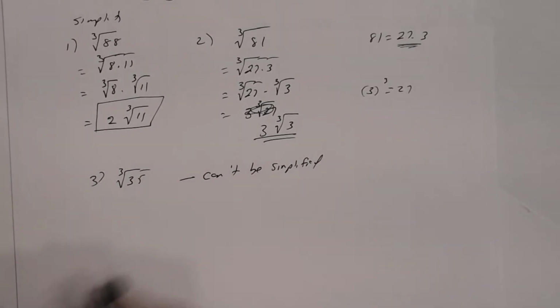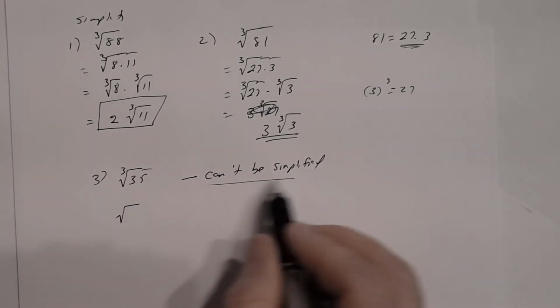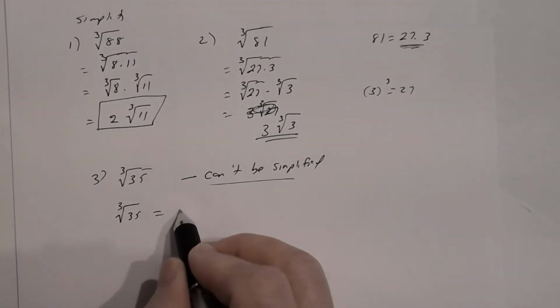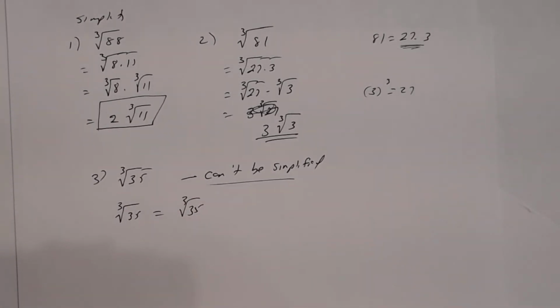Okay? So what that means is that you can say it cannot be simplified. You can also say the cube root of 35 is equal to the cube root of 35. So that would imply it cannot be simplified.